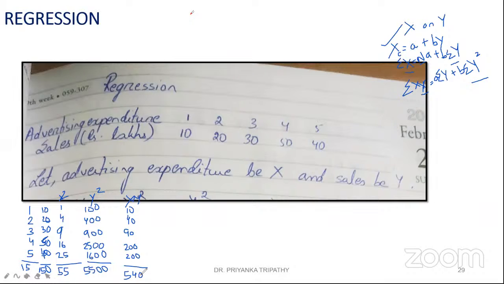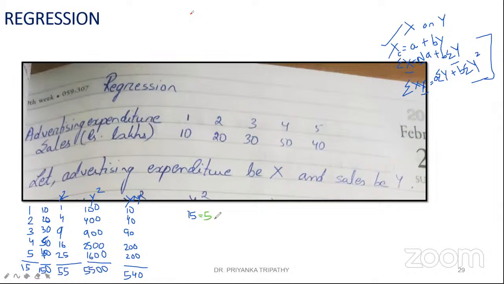Completed or not? Yes, ma'am. Okay. Now apply the values here. In both the equations, you have summation x. Summation x is 15, equals to n. What is n? Total number of items, or 5 you can say.